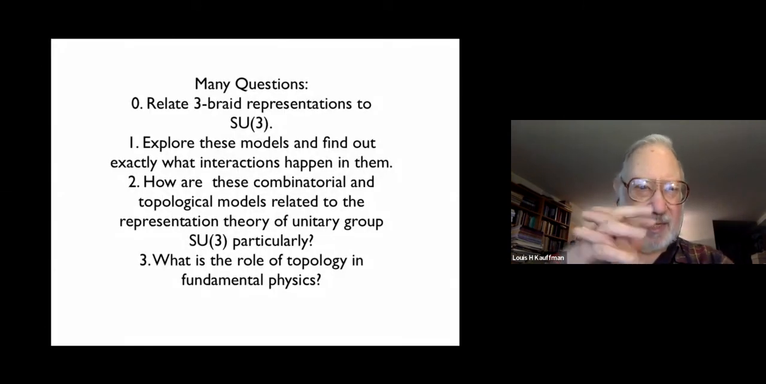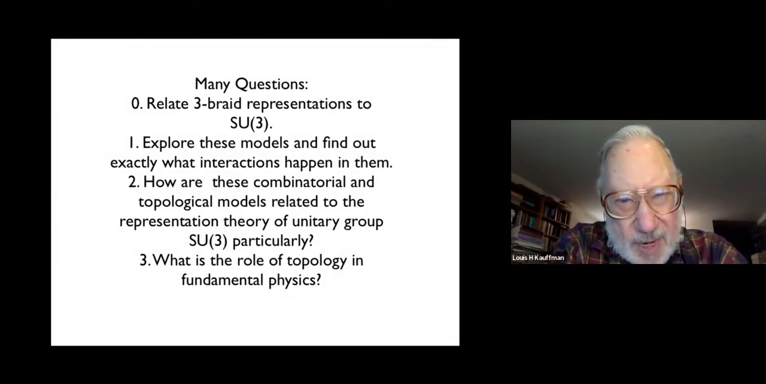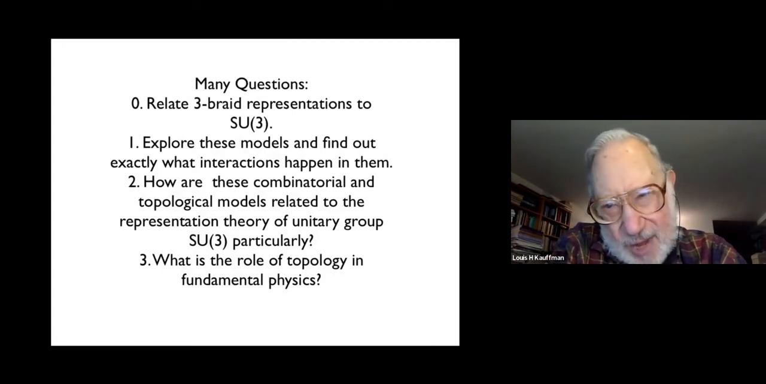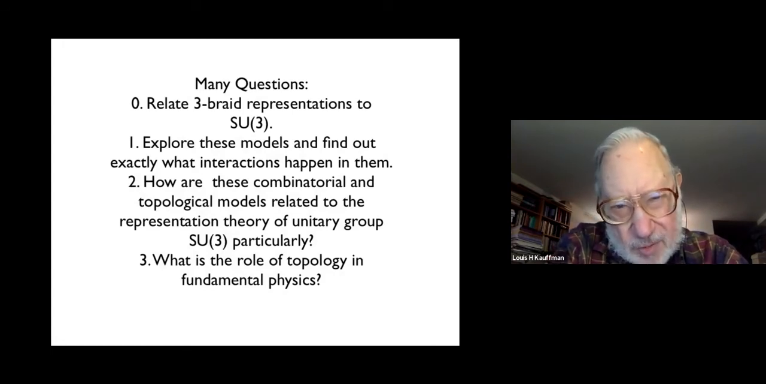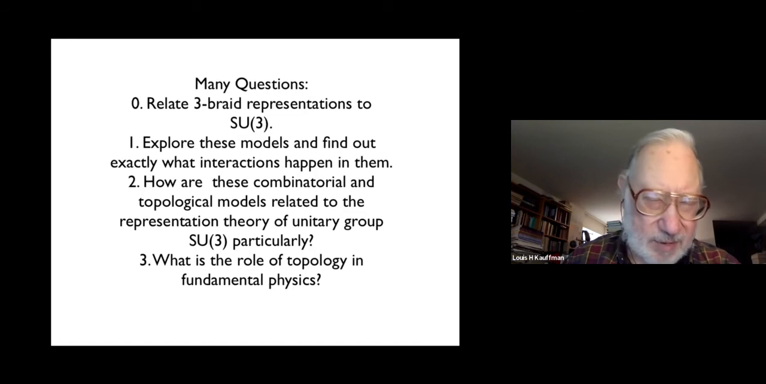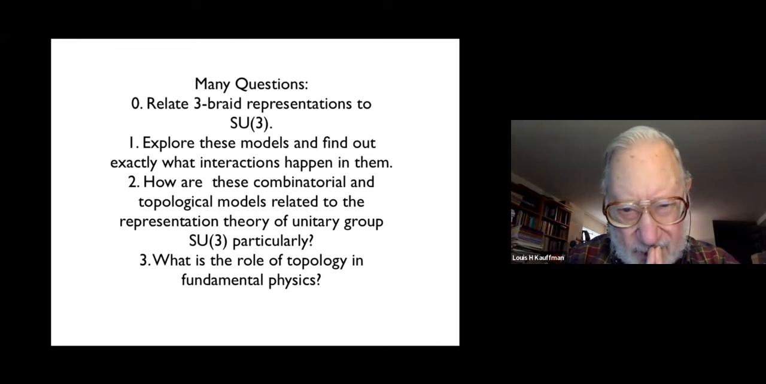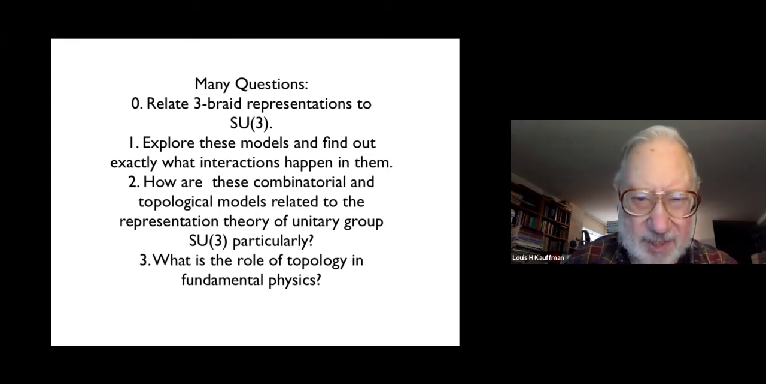And there are many questions, as I said. Relate 3-braid representations to SO3, explore the models and find out exactly what interactions are happening in them. That's combinatorics, which depends on the model, like what's happening with the paper folding in Brin's model. How is it related to braiding? What is happening with that braiding? How are these models related to the representation theory of the unitary group? And what is the role of topology in fundamental physics? Lots of suggestions from across the history of it, and maybe more suggestions to come.